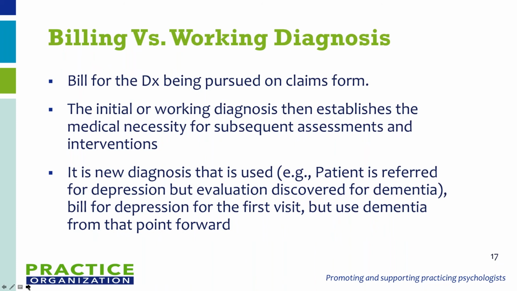Bill for the diagnosis that you are pursuing on the claim form. This is a question that people have on a regular basis. Hold on a second. I'm going after dementia, but I discover depression, and you have discovered that after an entire set of tests, 6 hours, 8 hours, whatever. So you basically put down, I went after dementia. That is what you put on the claims form. That may not be what you put on the eventual final diagnosis in your report.